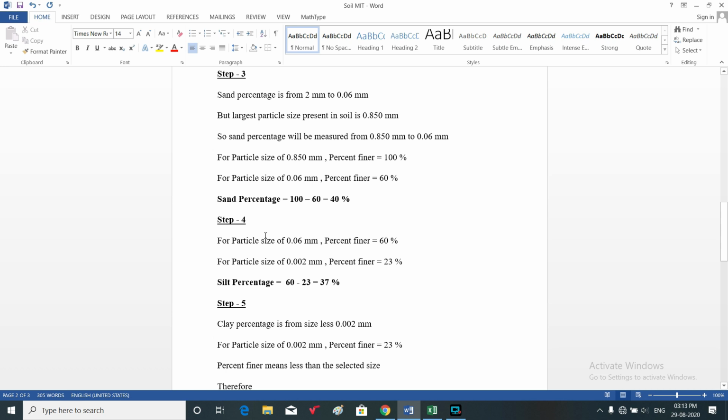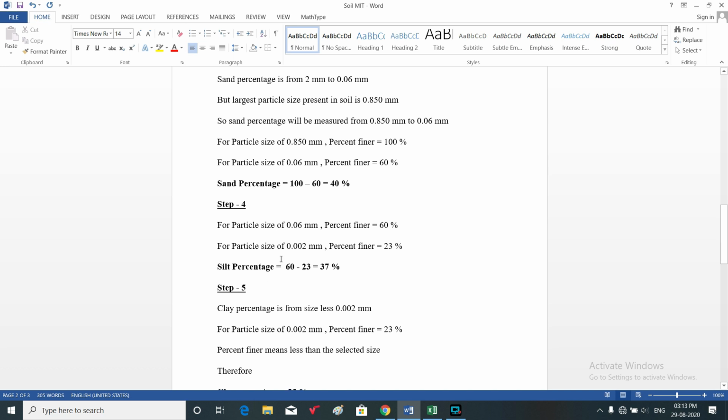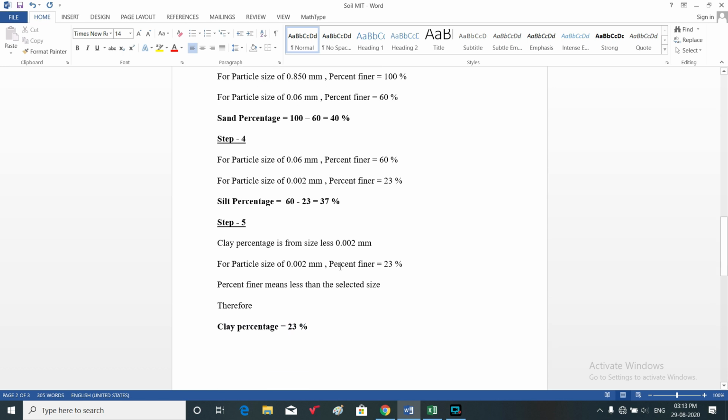Now for the silt percentage, we know that silt is measured from 0.06 mm to 0.002 mm in the MIT system. For particle size of 0.06 mm, the percent finer we got is 60%, and for particle size of 0.002 mm, the percent finer we got is 23%. So the silt percentage in the given soil is 60 minus 23, which is equal to 37%.